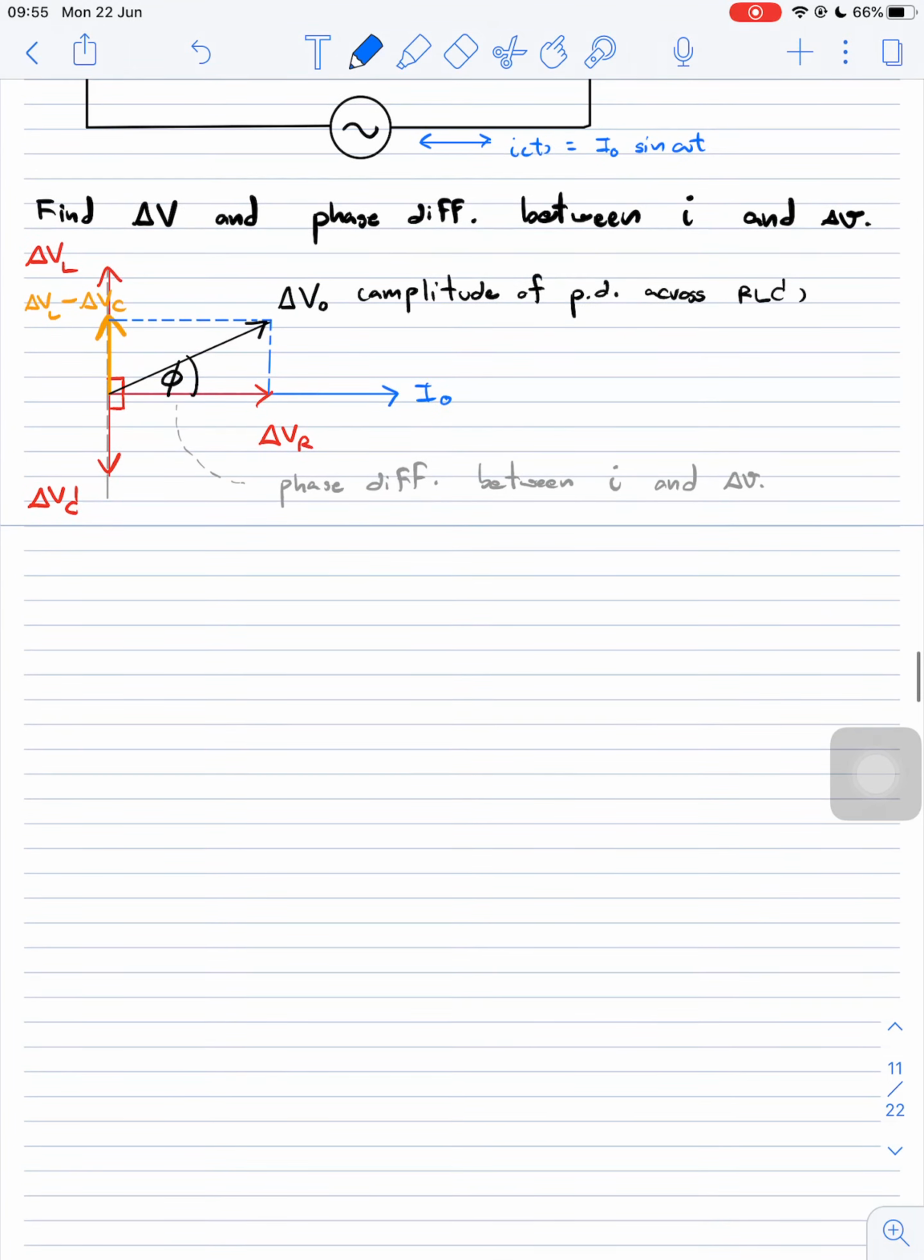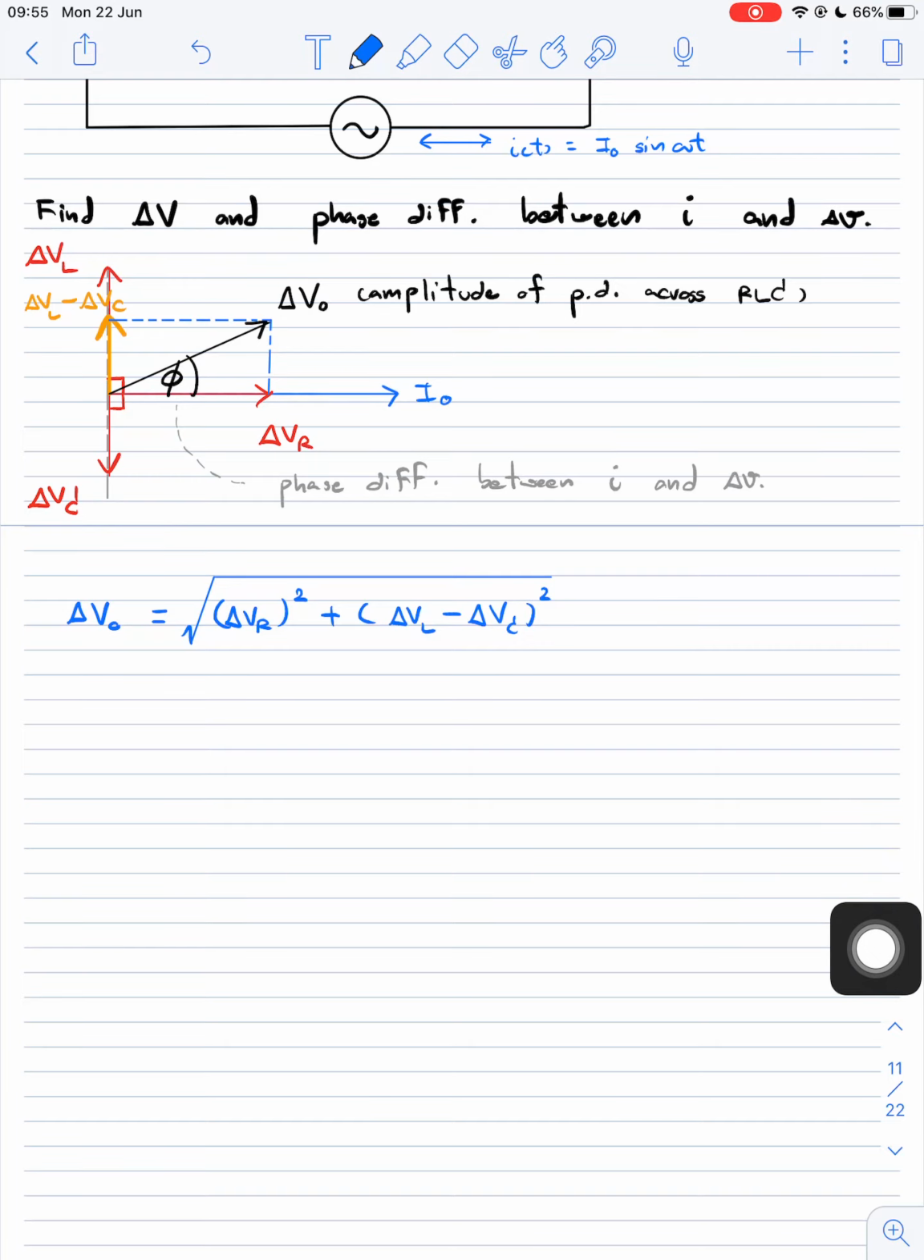So from this picture, we can use the Pythagorean theorem to solve for this one. Delta V naught equals the square root of delta VR squared plus delta VL minus delta VC, squared, and then the square root.